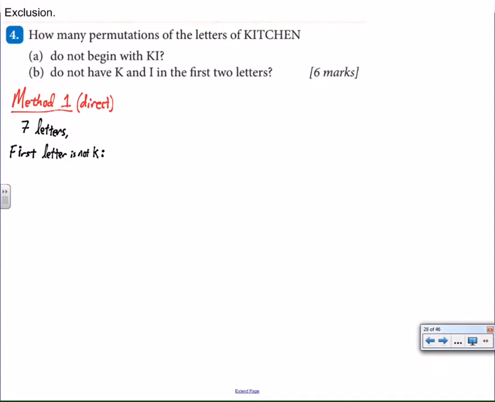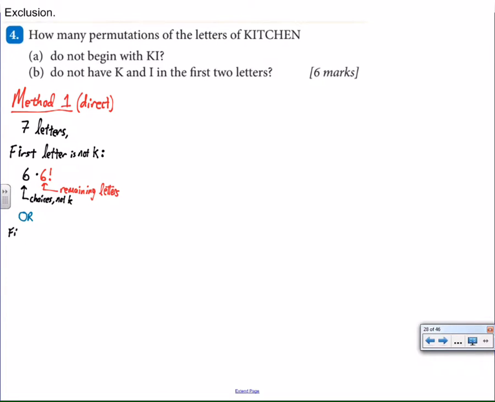For starters here, I have 7 letters in the word kitchen, but the first letter cannot be a K in order to not begin with KI. So when I do that, I say there's 6 choices for the first letter, and then there's 6 letters left that could be arranged in any order to remain. Now, the problem with this direct method is some people might consider this to be the final answer, because if the word does not start with K, then it does not begin with KI, and so we're done.